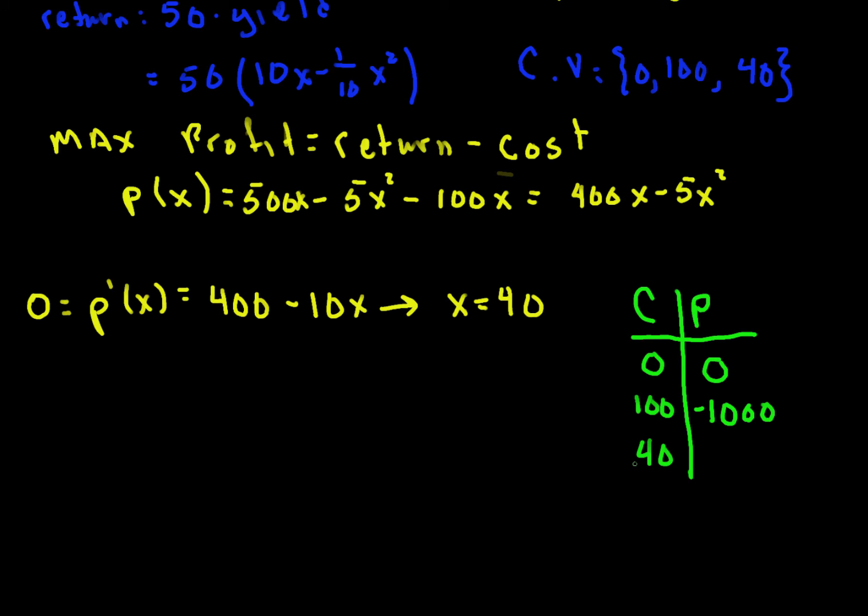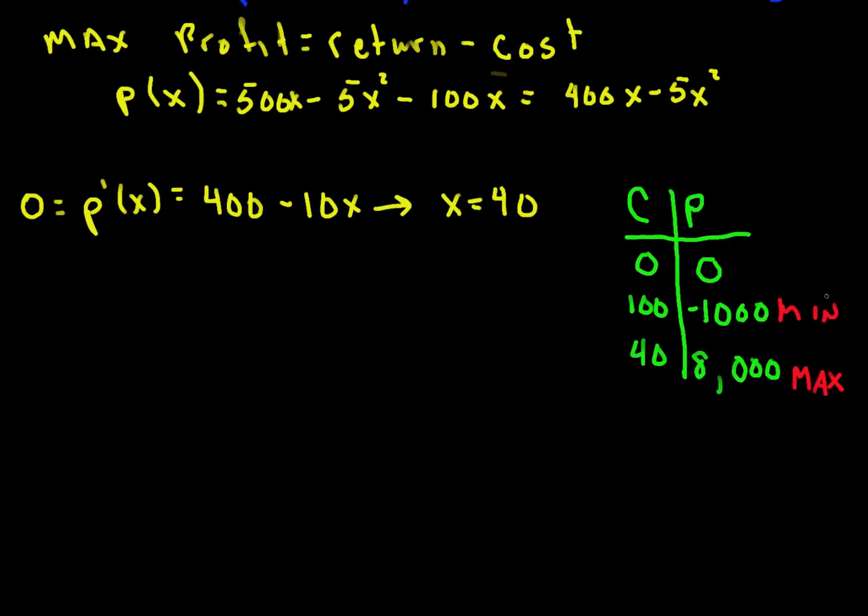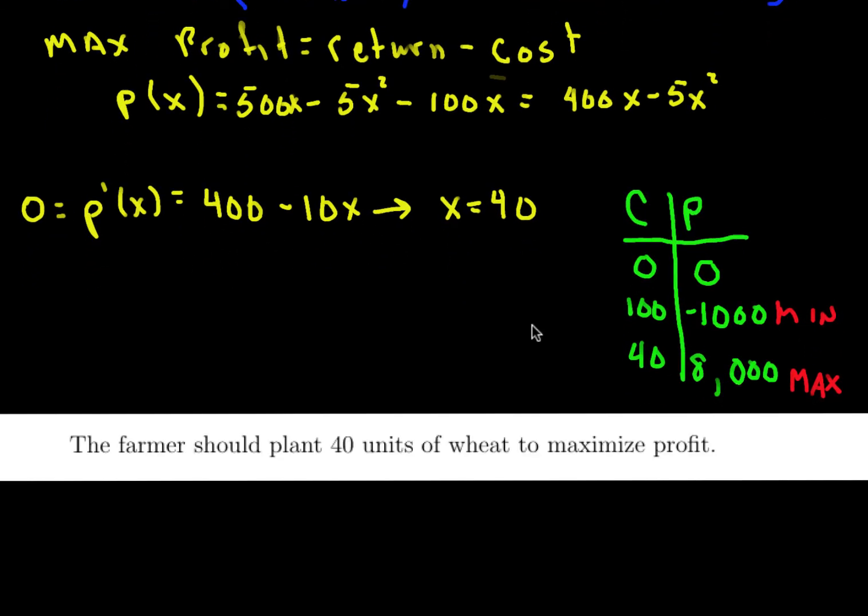And then if she plants 40 units of crop, she'll make a profit of $8,000. So there's our max. For our profit function, this is the max, and this is the min. And so, writing down the solution, the farmer should plant 40 units of wheat to maximize profit.